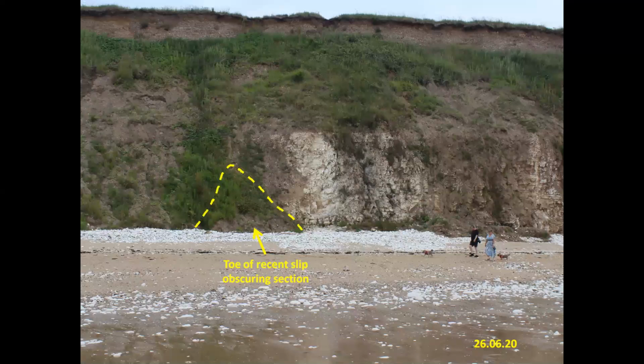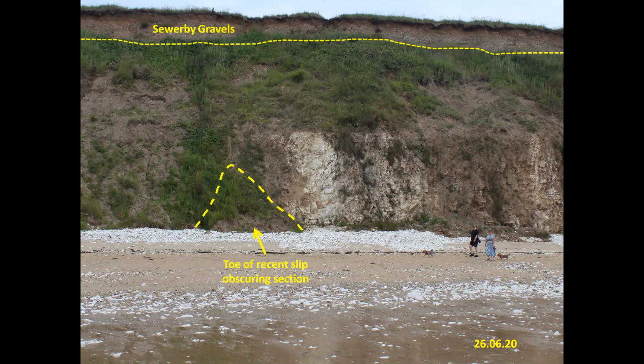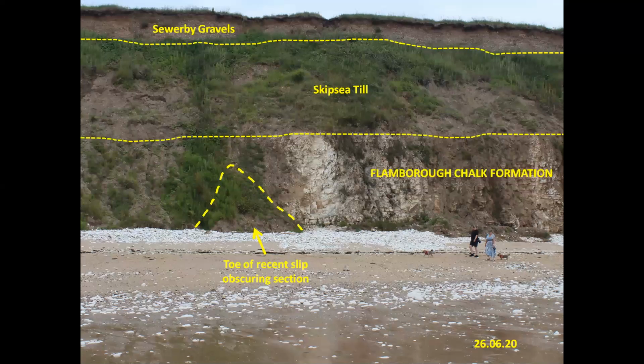Today, the Sewerby Buried Cliff is not always well exposed because of the mass movement of overlying material, but it's possible to identify gravels overlying Devensian Skipsey Till and the base of the till on Flambre chalk. The pre-Devensian cliff marks the start of the plain of Holderness. The chalk disappears and gives way to chalk flint rubble of early Devensian age.